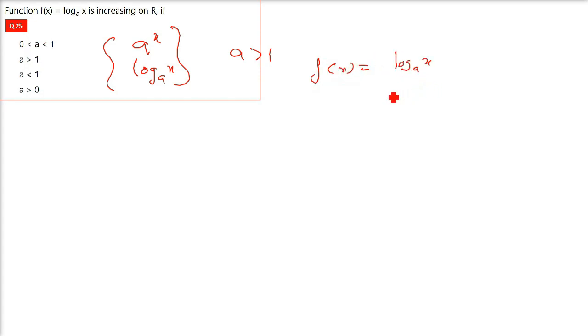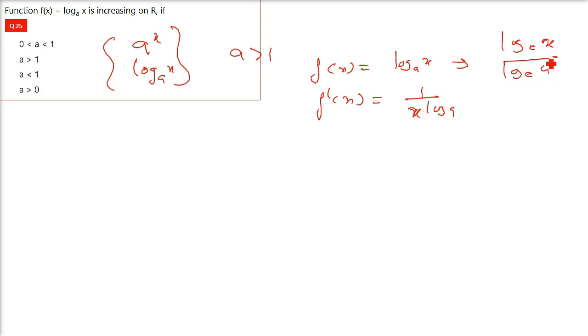So let us continue our work. f(x) is log base a of x. We'll differentiate it. When we differentiate it, what do we get? 1 by x log a. Simply, you can write log base a of x, when you take base e, as log x by log a.